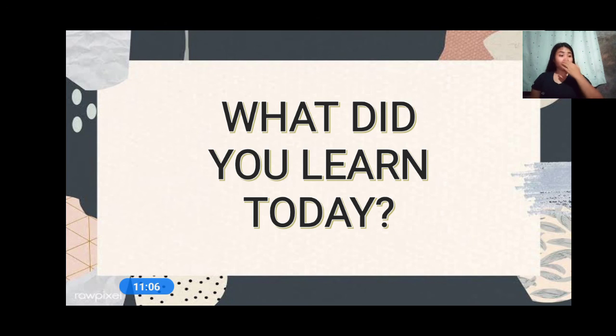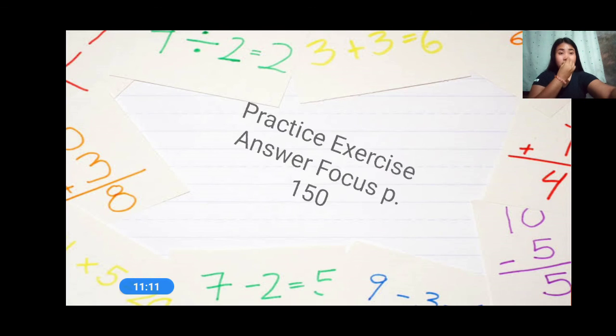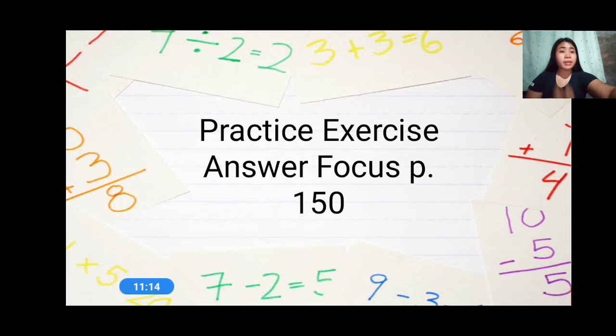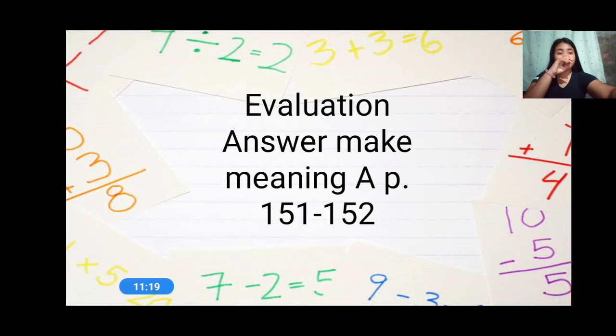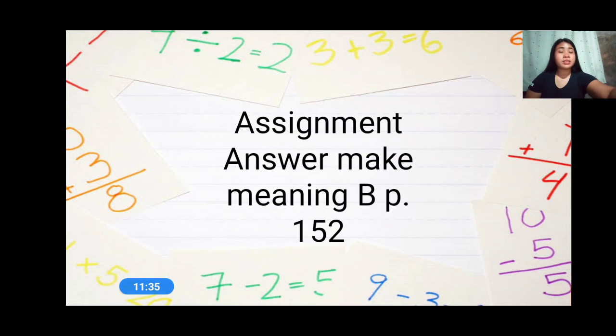Okay, so if you really did understand the lesson, let us proceed to your practice exercise. You're going to answer Focus, page 150. That is your practice exercise. And here is your evaluation. You're going to answer Make Meaning letter A, pages 151 to 152. Don't forget to answer your practice exercise and your evaluation because I'm going to check it. Here is your assignment. You're going to answer Make Meaning letter B, page 152. Don't forget to do your assignment because I'm going to check it.